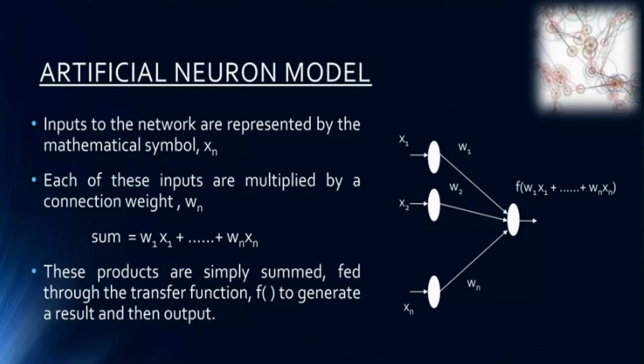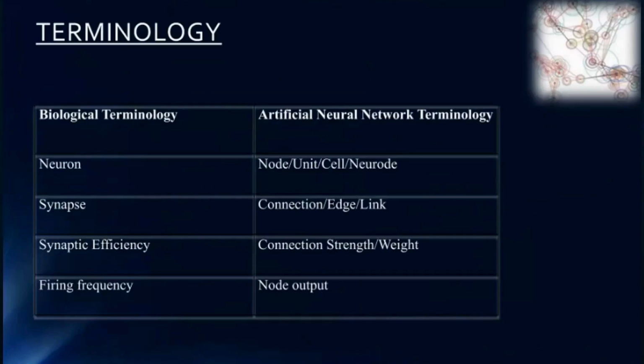Here we can see the biological terminology versus the artificial neural network terminology. Biological terms are neurons, synapse, synaptic efficiency, and firing efficiency. The artificial terms are nodes, unit, cell, connections, edges, links, connection strength, weight, and bias.